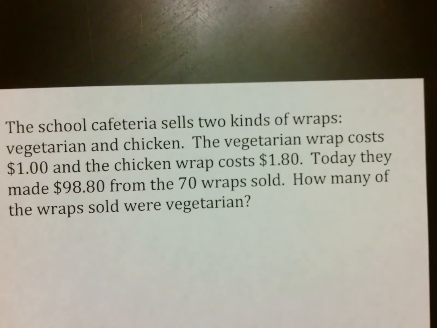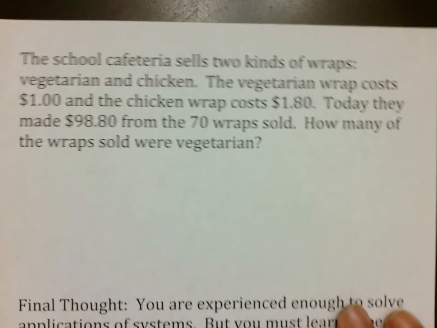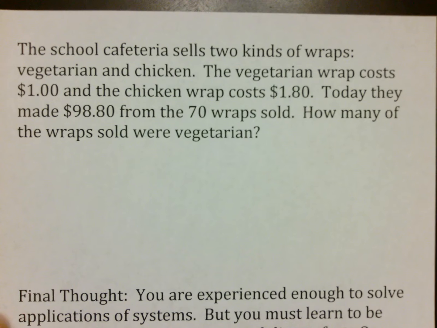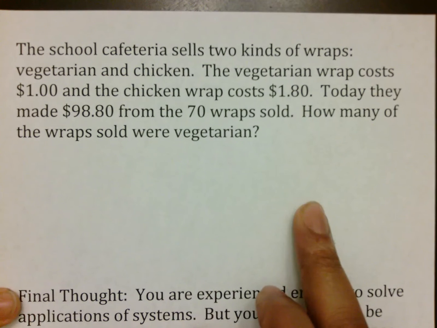One more before we wrap this up. It talks about a school cafeteria selling 2 different kinds of wraps, vegetarian and chicken. The vegetarian wrap costs $1. The chicken wrap costs $1.80. Today they made $98.80 from 70 wraps sold. They want to know how many were vegetarian. Again, this is a system, and so we have to solve it.